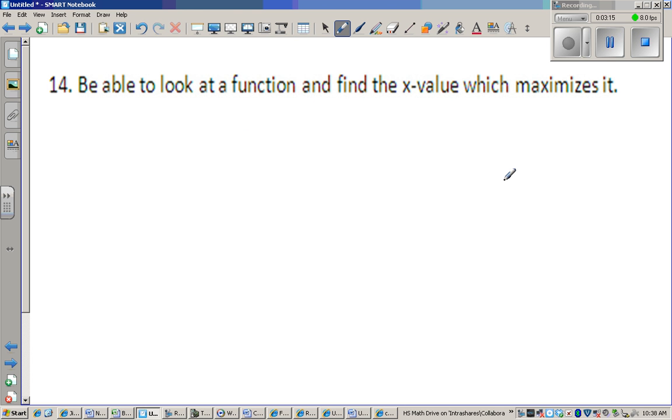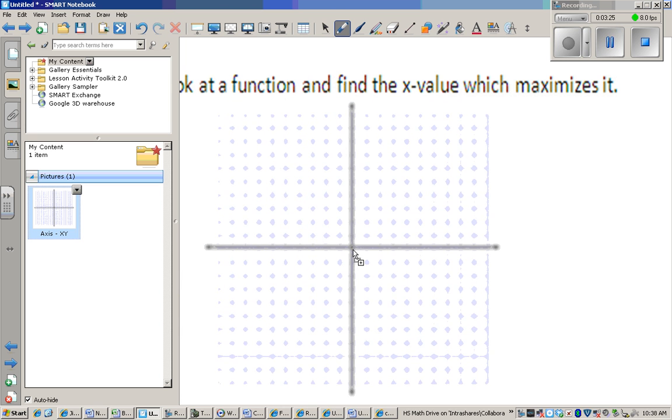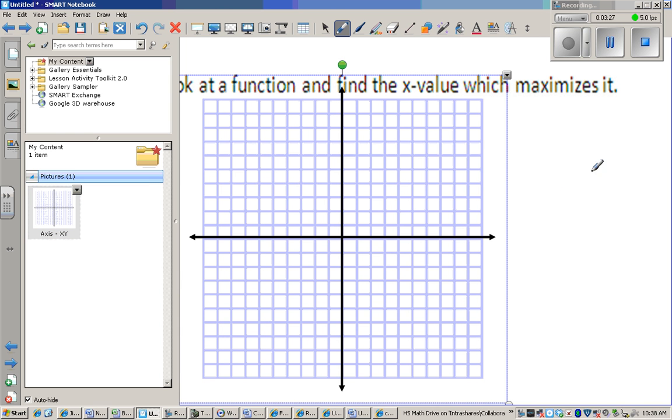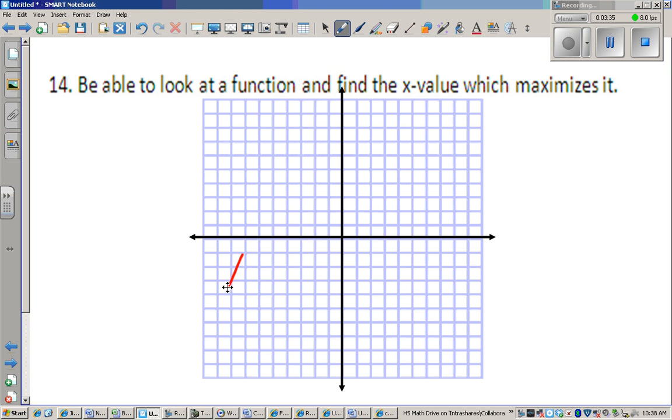Question number 14 says, be able to look at a function and find the x value which maximizes it. Now, very simply, what you're going to do in a problem like this is you're going to have a picture of a function, and you just need to be able to look at that function and figure out what x value gives it its highest y value.